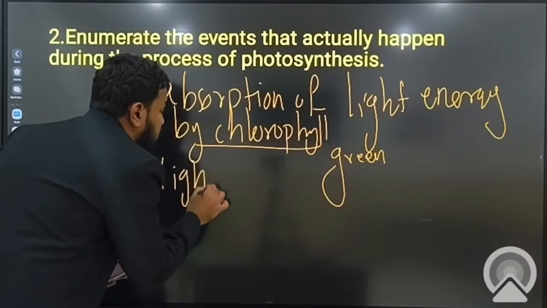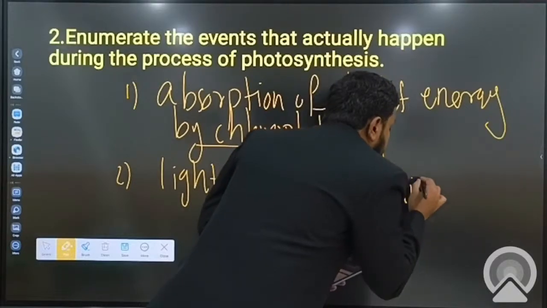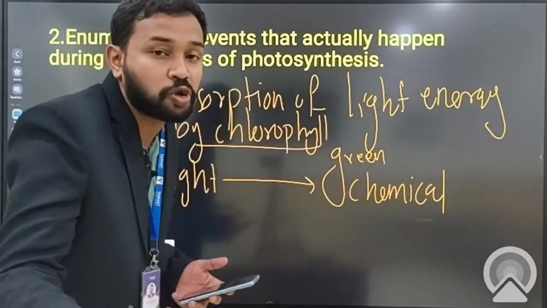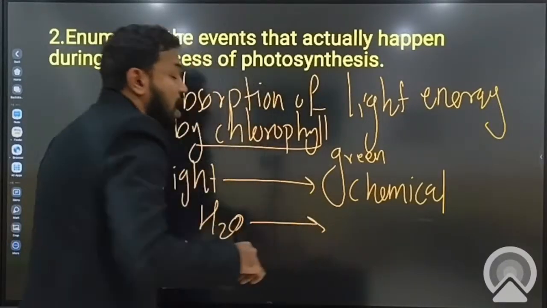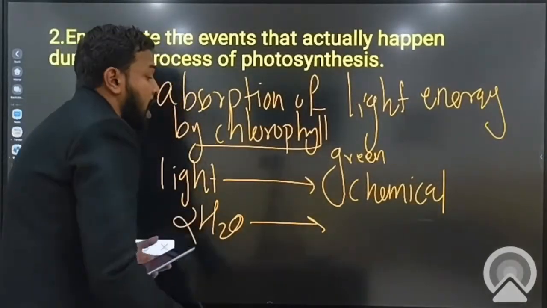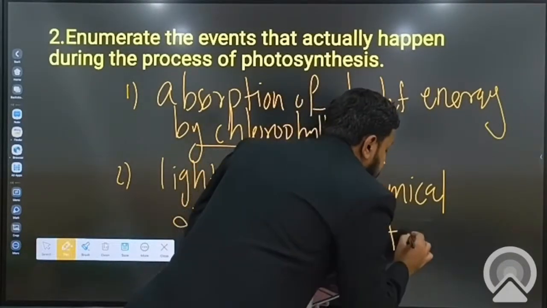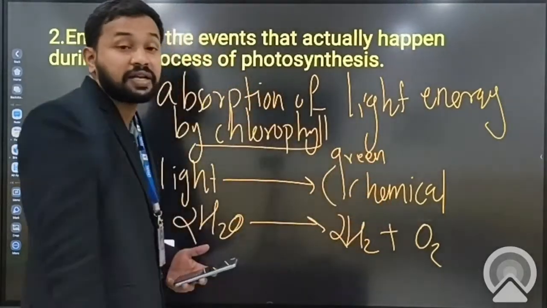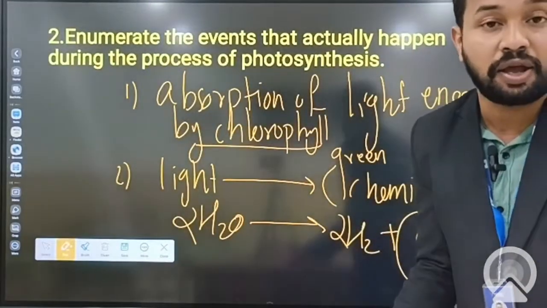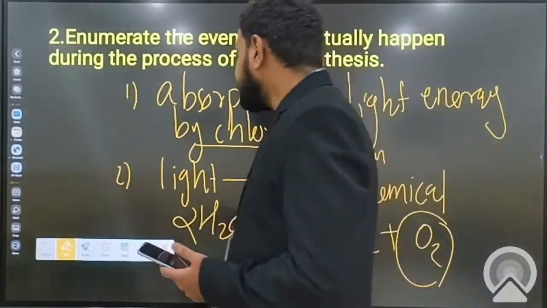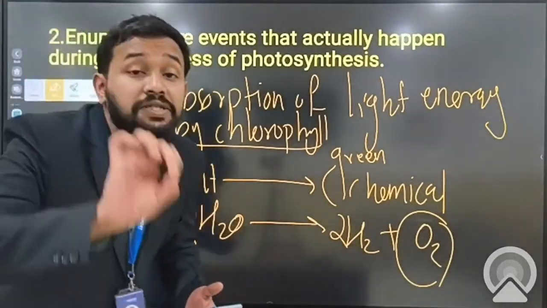The light energy from the sun is converted into chemical energy. There is also another process that takes place in this area, that is the splitting of water molecule. The water molecules become split and form 2H2 plus O2. Here, this oxygen is what we are respiring. Okay, get the idea. And the third event is the reduction of CO2.